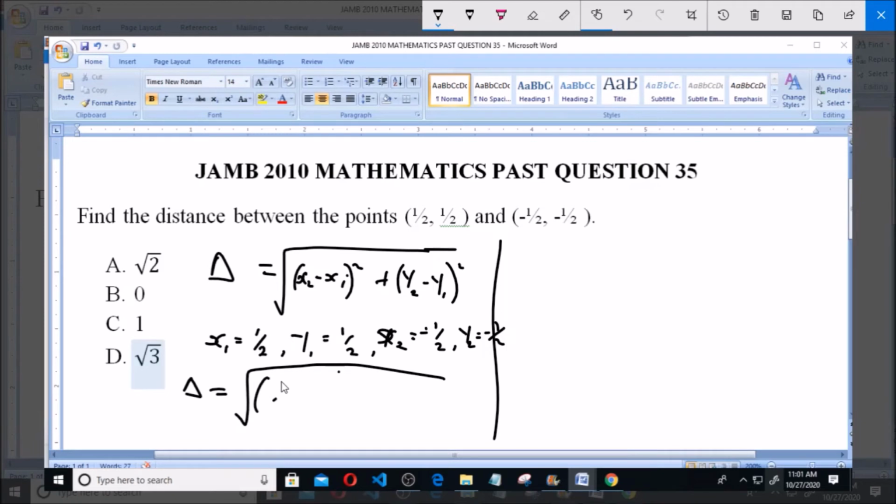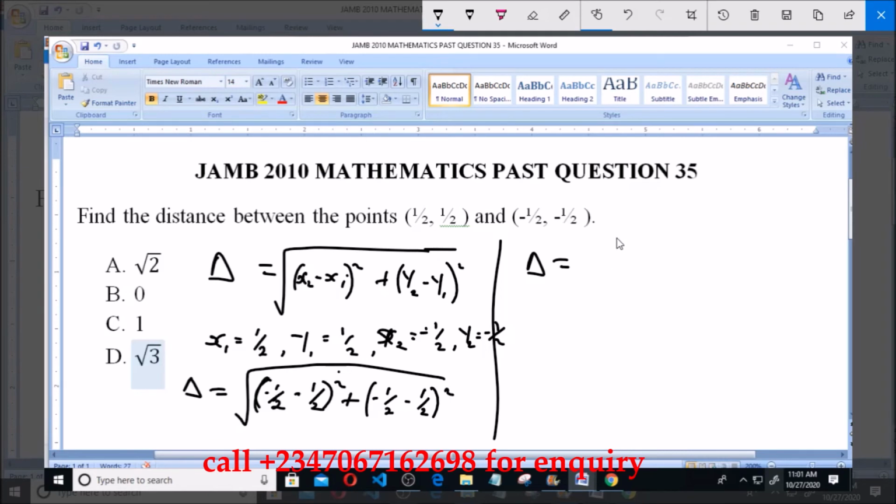(x2 minus x1), that is (minus 1/2 minus 1/2) squared, plus (y2 minus y1), which is (minus 1/2 minus 1/2) squared. Now D is equal to the square root of minus 1/2 minus 1/2. That will give us what? Minus 1. So we have the square root of (minus 1) squared plus (minus 1/2 minus 1/2) will give us what?